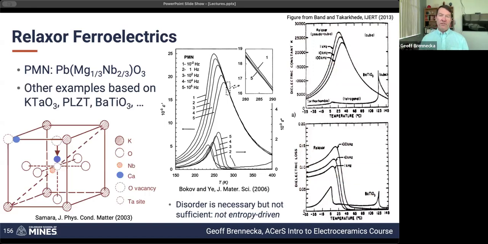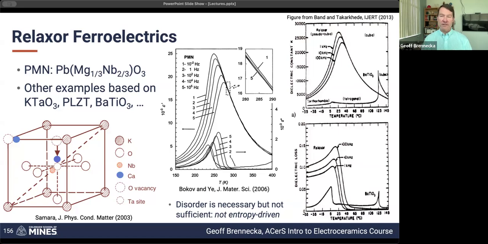I mentioned that PMN is the prototype, and the data shown here are all for PMN. But you can induce this kind of relaxer ferroelectric behavior in all sorts of different chemistries. The most common ones are shown here: potassium tantalate, PLZT, barium titanate. Once you start introducing additional disorder. So in barium titanate, you can get this by adding bismuth and a little bit of zirconium. Potassium tantalate, a lot of times it's done by throwing in calcium and or niobium. And so you can get disorder on the A site and or the B site with or without vacancies. There are many different ways of getting this kind of response.